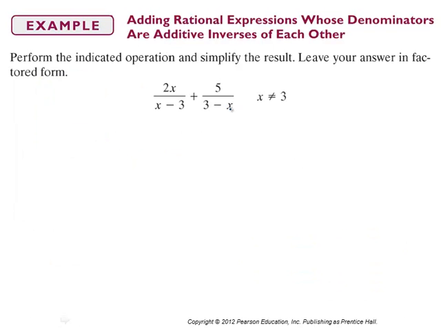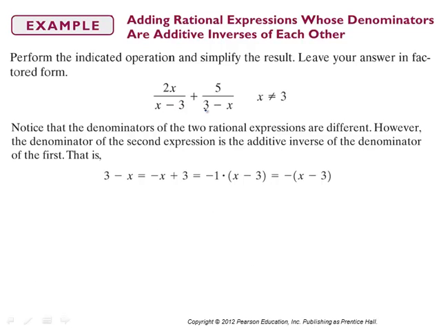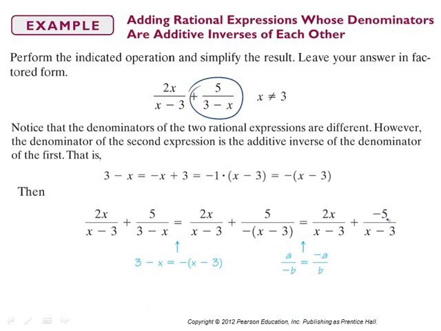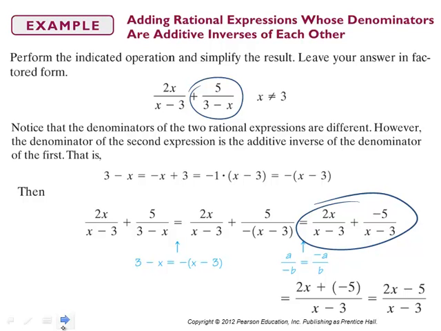Now, if you have denominators that are not the same, then you have to do whatever you have to do in order to get common denominators. If it turns out that one denominator is the negative of the other denominator, then just multiply top and bottom by negative. Recognize 3 minus x is the same thing as the negative of x minus 3. So you could write this second fraction here as the negative of 5 over x minus 3. And now you could just simplify this as 2x minus 5 over x minus 3. Whatever you've got to do to make sure that these denominators are the same.